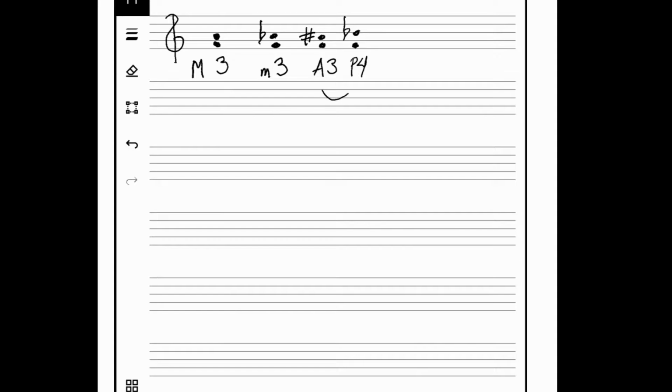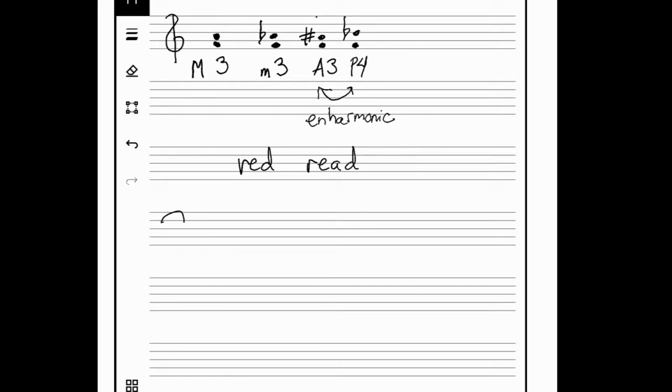It's true that the augmented third and the perfect fourth are enharmonic to each other, but they're not the same on the page. They look different on the page, but they sound the same. Kind of like the words red and read. They look different on the page, but they sound the same. And these two words have very different meanings, just as an augmented third and a perfect fourth have very different functions or uses in musical context.